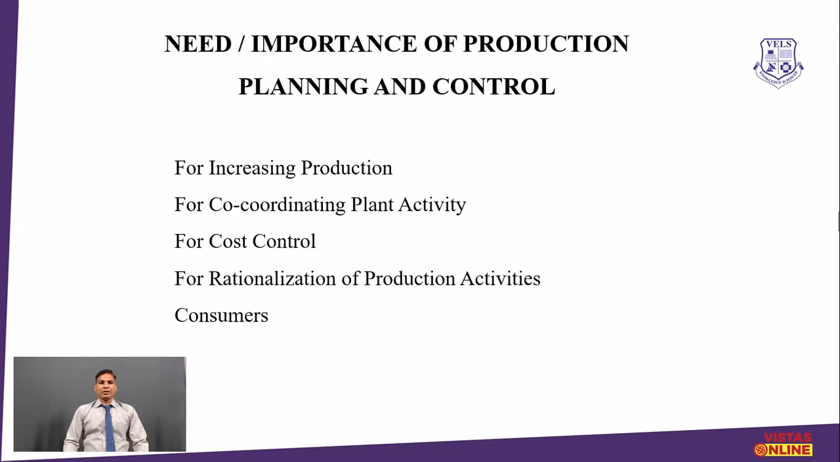Next important topic, importance of production planning and control. The first important thing is to increase production. Why do we need to talk all the time about increasing the production? Day by day, the population is rapidly increasing. Relatively, sufficient products are not available all over the globe.